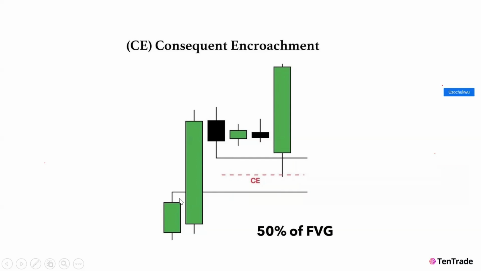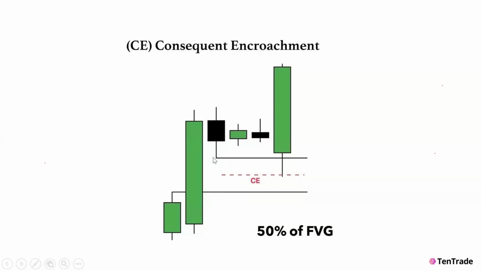Now, when you mark your fair value, which is the imbalance, you take the high of the first candle and the low of the third candle in a bullish price delivery. Here you can see the three candles are not the same color. This one is bullish, bullish, bearish. But you have to highlight the high of the first candle and the low of the third candle. Of course, we are paying attention to this range.